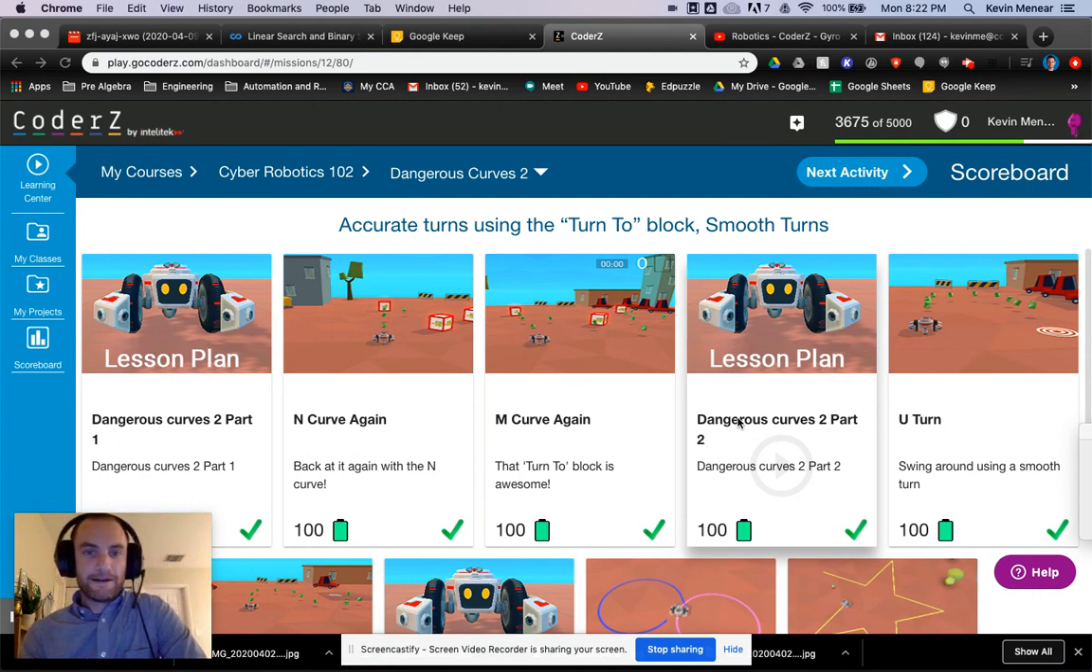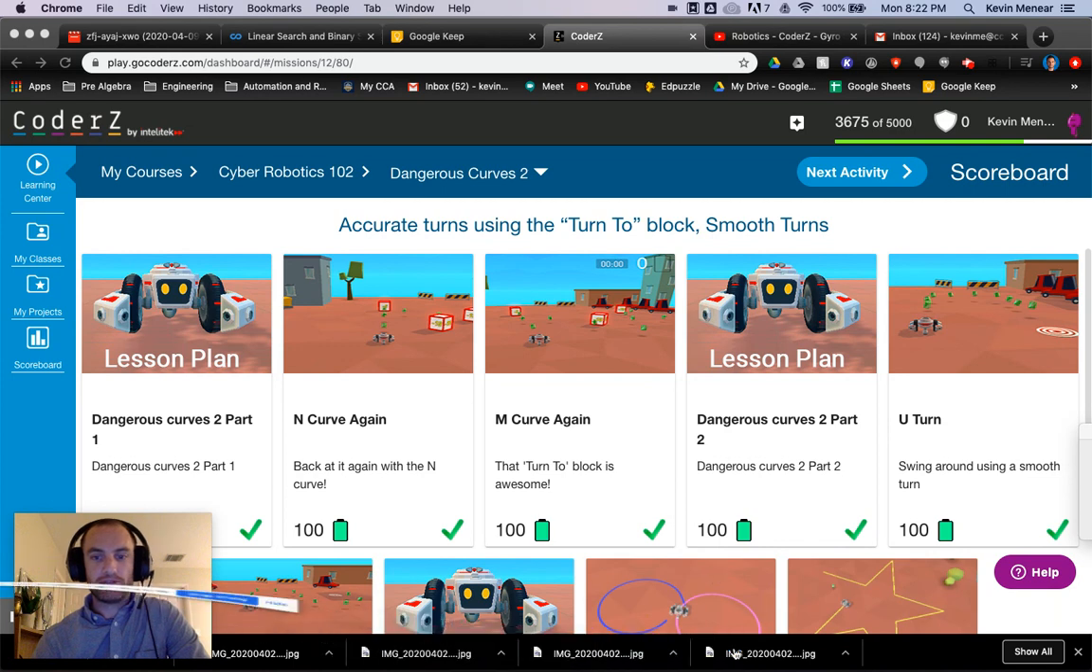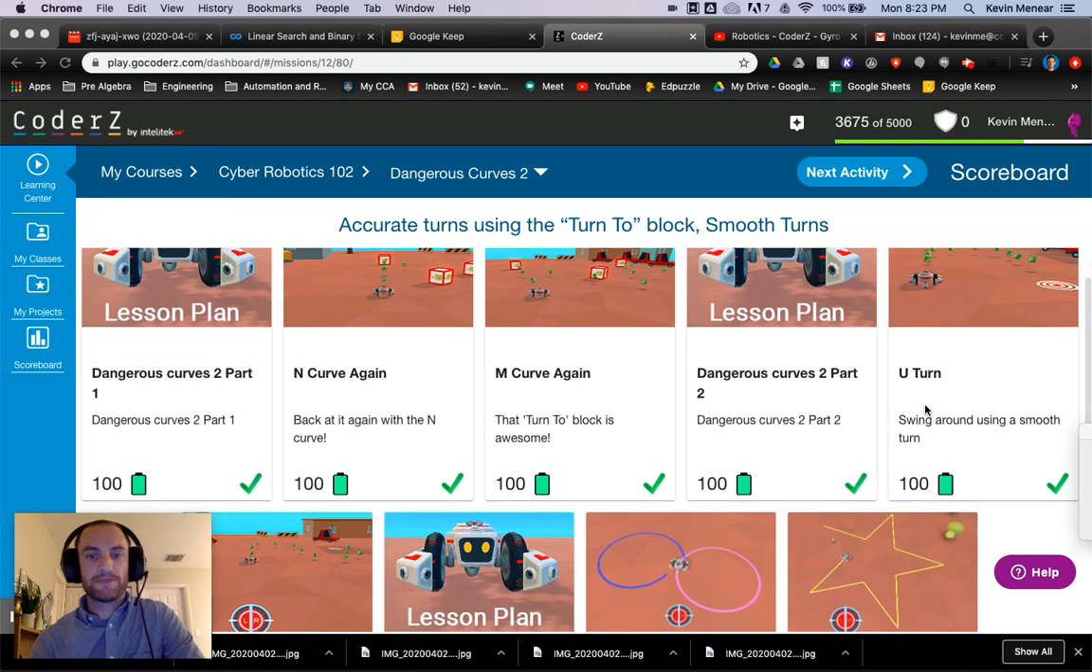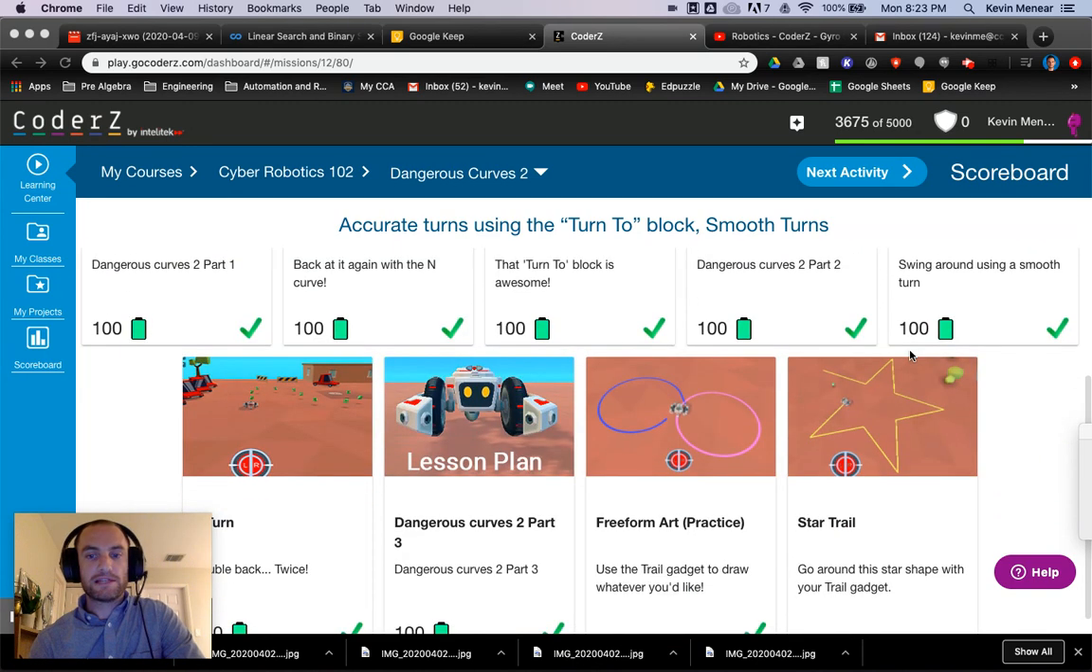So we did Dangerous Curves 1 last time, now we're on to Dangerous Curves 2. And the cool thing about this one is now you get some tools that make life way easier. So sweet. Now we're still going to be using the gyroscope, but we're going to be doing something a little bit different. I'm going to go through these lessons.